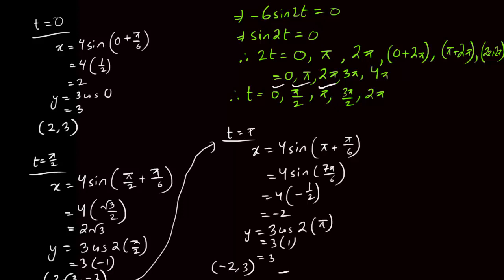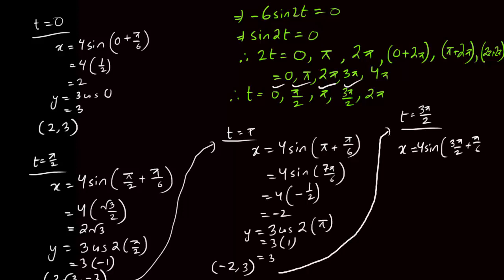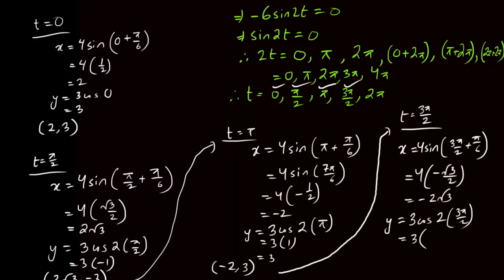The final one is t equals 3 pi by 2. We can go on and on, but we need only 4 turning points as you saw in the diagram. So x is going to be 4 sine, so t is going to be 3 pi by 2 plus pi by 6. So 4, if you use the calculator, it would be minus square root of 3 by 2. And this is minus 2 square root of 3. And y is going to be 3 cos 2 times 3 pi by 2. And this is going to be minus 1. So the turning point is going to be minus 2 square root of 3, minus 3.